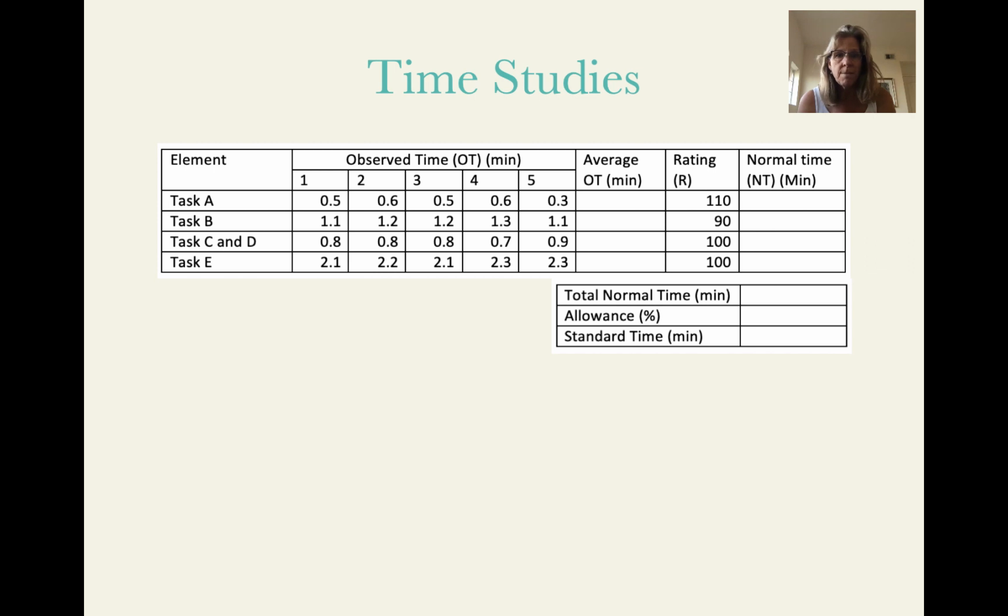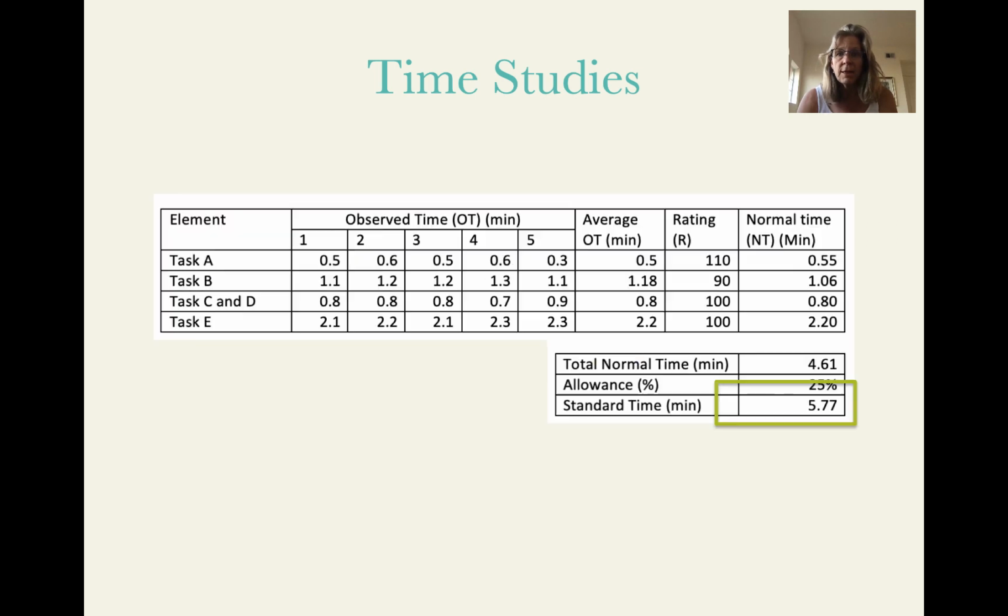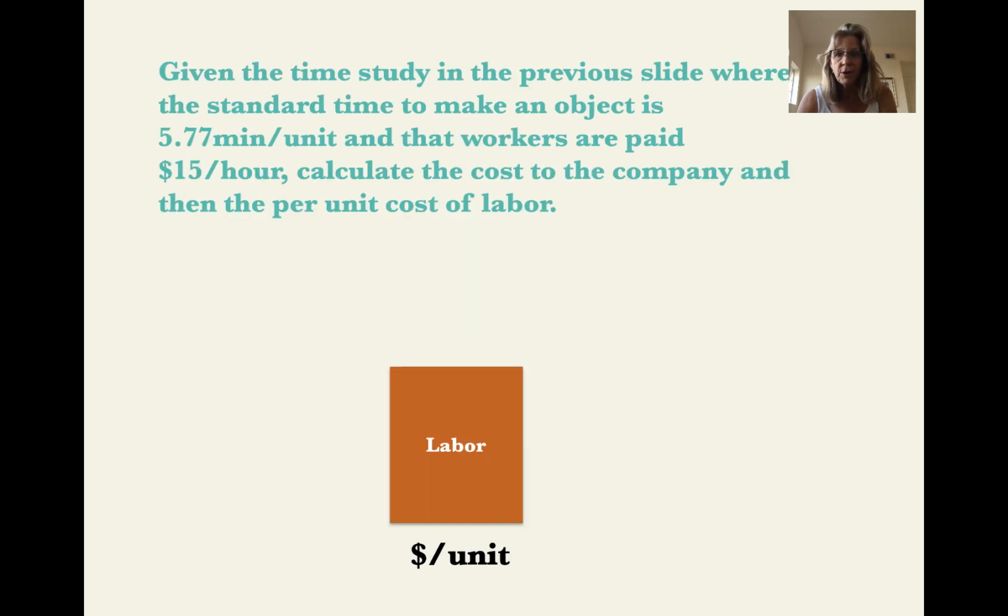I also rated them. So in these particular tasks, how fast do I think this operator is? And then I calculate the average observed time. I convert that into normal time by applying the rating. And then I add to it allowance. In this case, I added a 25% allowance to get 5.77 minutes in order to do this task. So that's a simple time study. We'll just use that in our next calculation.